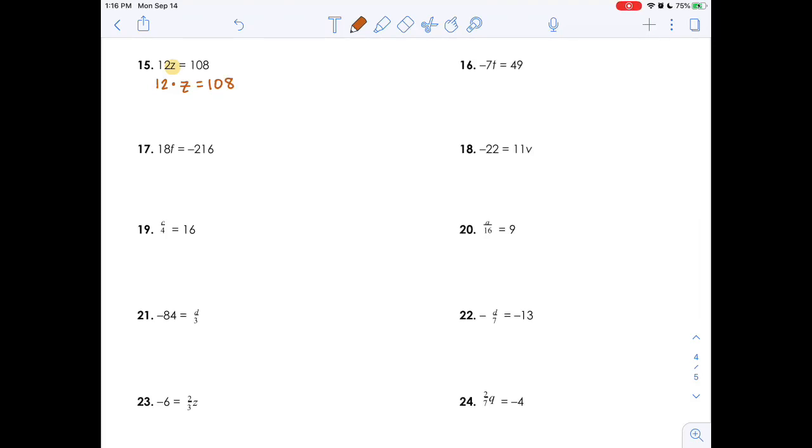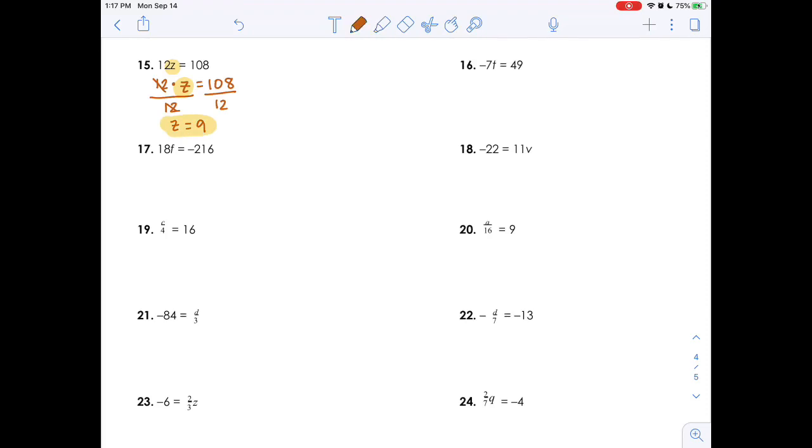Well, the opposite of multiply is divide. So if I'm trying to get z by itself, I can get rid of that 12 by dividing this side by 12. When I divide by 12, I do 12 divided by 12, which is 1, and 1z is the same thing as just a plain z. So these do cancel with each other. But if I divide by 12 on the left, I must also divide by 12 on the right. Then I want to solve 108 divided by 12, which equals 9. So z equals 9.